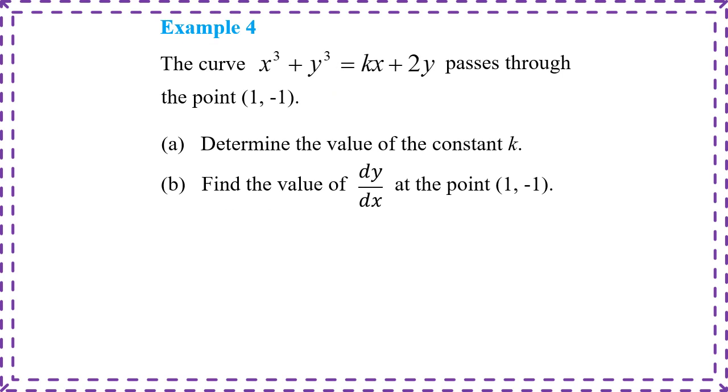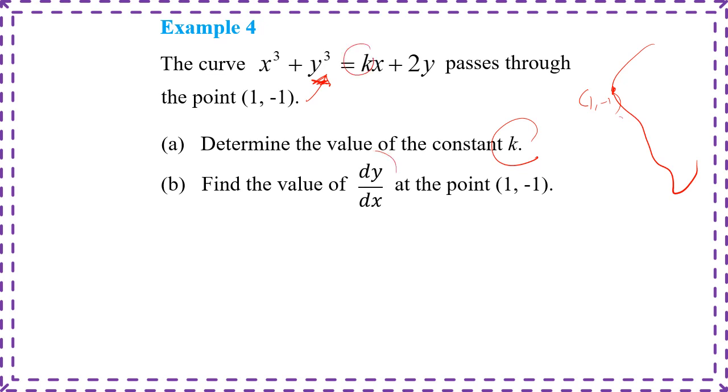Okay, example 4. The curve x cubed plus y cubed equal to kx plus 2y passes through the point (1, negative 1). Okay, so we have this curve. Let's say this is the curve. It passes through this point (1, negative 1). Determine the value of the constant k. So it means that this point will satisfy the equation, right? So we can just substitute the point into the equation to find the value of k.